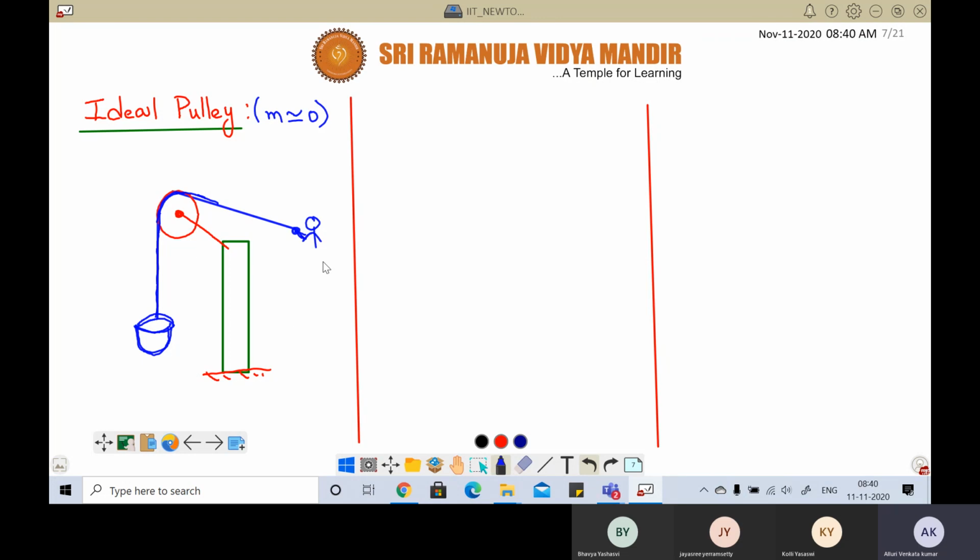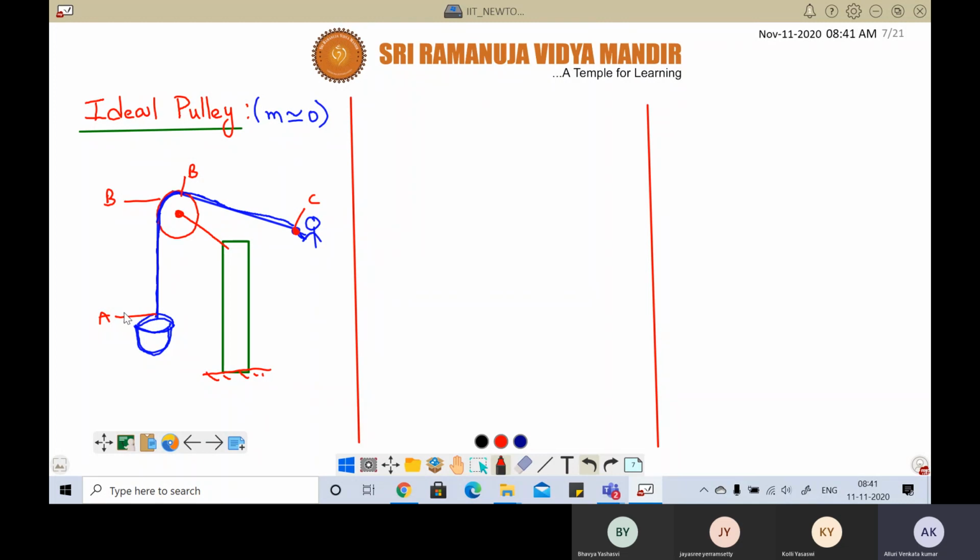Although this is only one string, just for understanding purposes we'll consider this as one part and this as another part. Let us say this is AB and this is BC. Now, just now I told that this AB string, is it in tension or loose? Is it tight or loose? Sir, it depends. No, he's pulling. Then it is in tension, sir. Correct. So that means this rope will have tension.